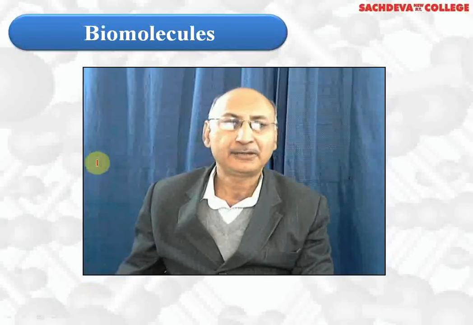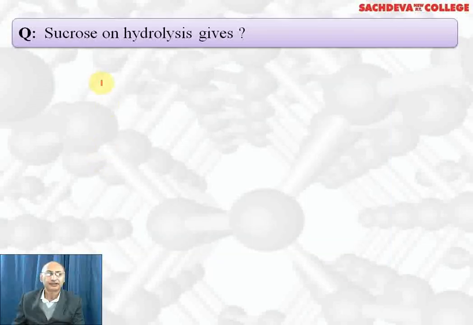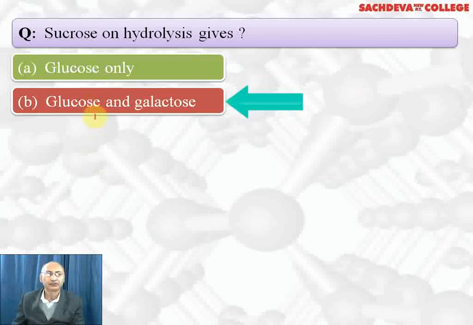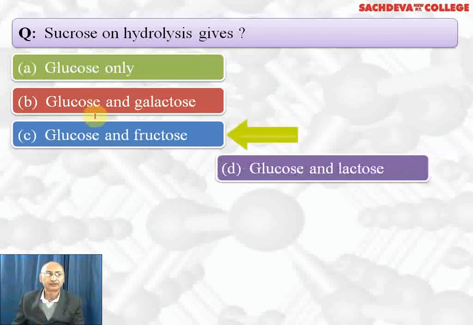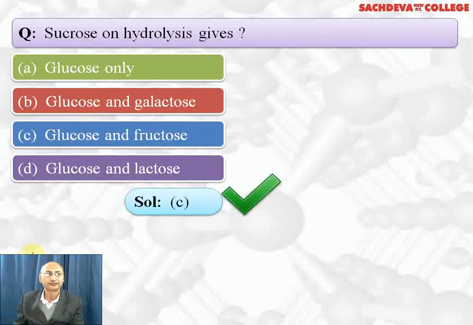Let's take up multiple choice questions based on biomolecules. First question, sucrose on hydrolysis gives glucose only, glucose and galactose, glucose and fructose, or glucose and lactose. Correct answer is glucose and fructose. C part is the correct answer.